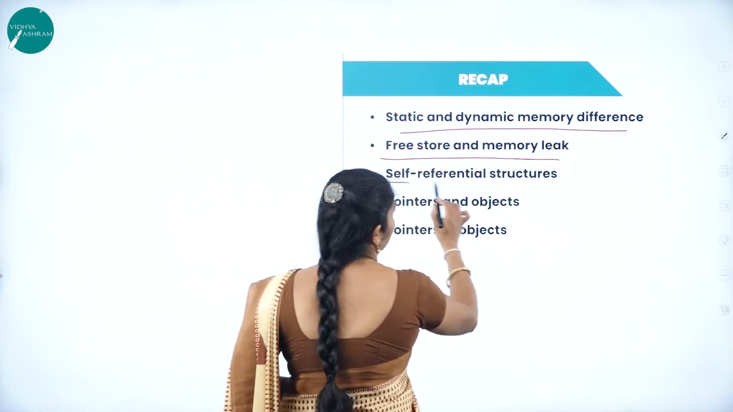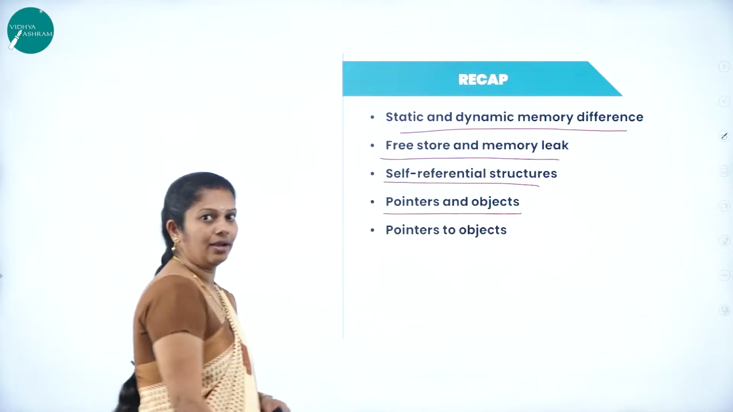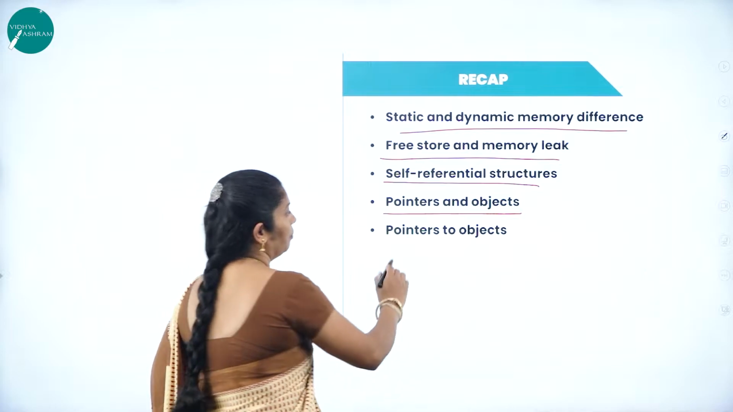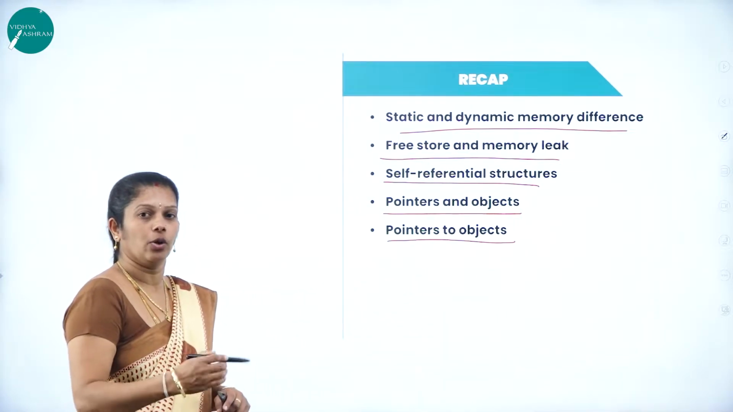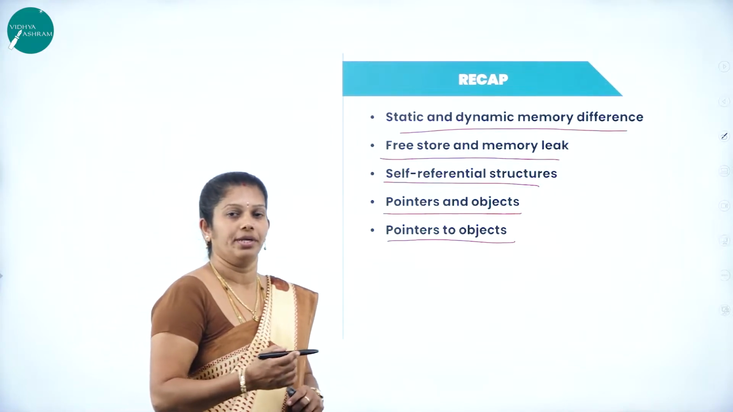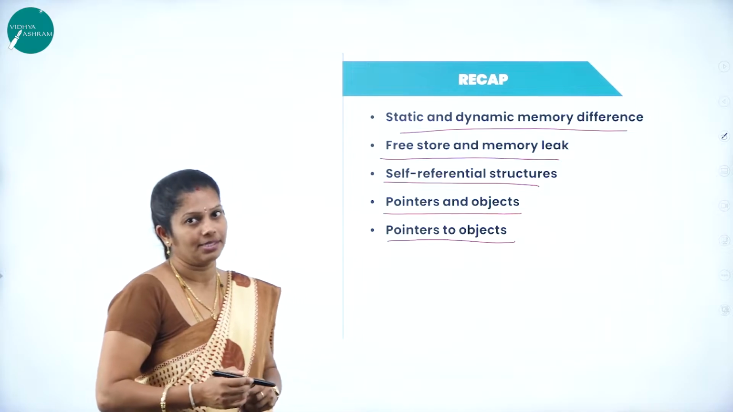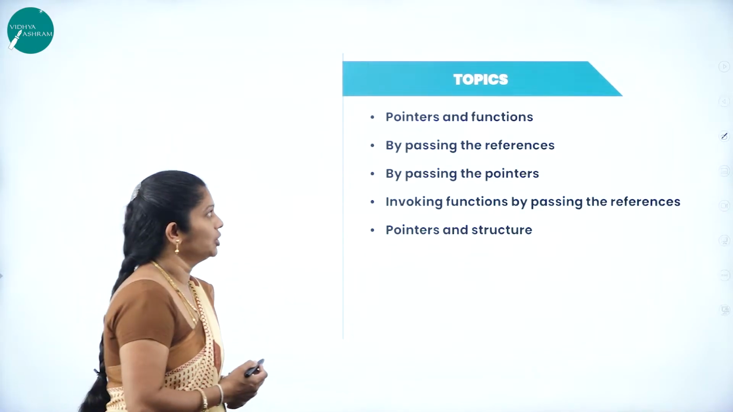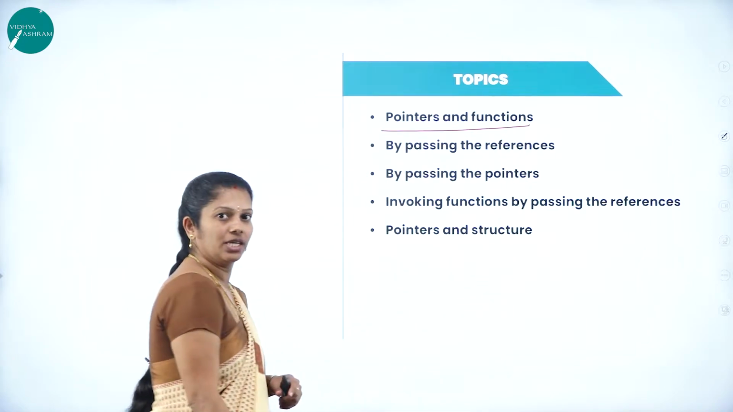Then, self-reference structure. What is the difference between pointers and object? Then, pointers to objects. In pointers to object, to call the functions, we use the arrow operator. How exactly it will work, regarding that, you have studied in the previous session. On today's session, you will come to know regarding pointers and functions.